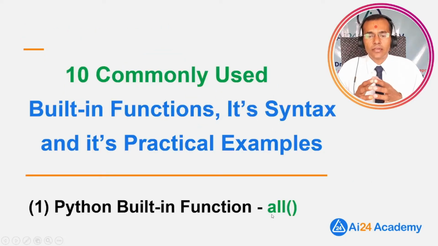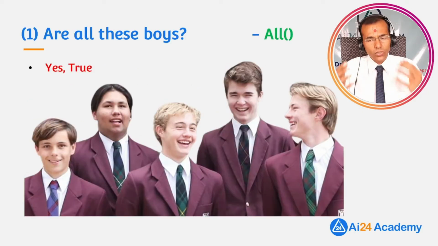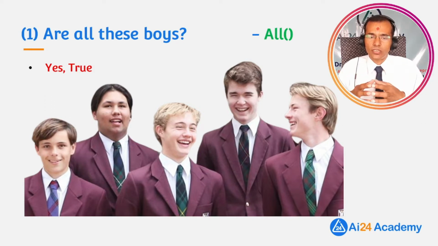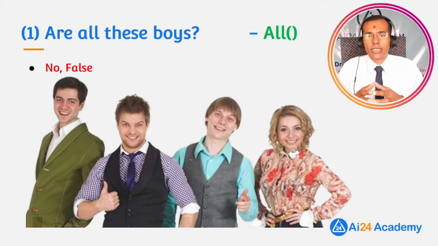Now let us look at the 10 commonly used built-in functions, its syntax and its practical examples. And first of all, let us start with built-in function all. So look at this image, and if we ask a question, are all these boys? Definitely the answer to this question is yes, all the persons in this image are boys. Now look at this image again and ask the same question, are all these boys? The answer is no, it is false, because there is one girl.